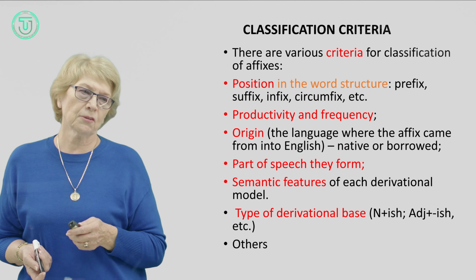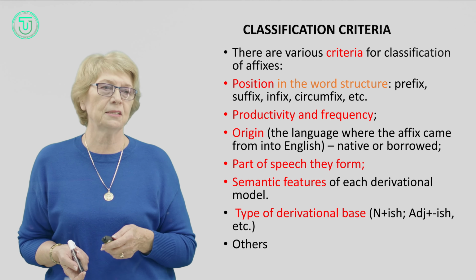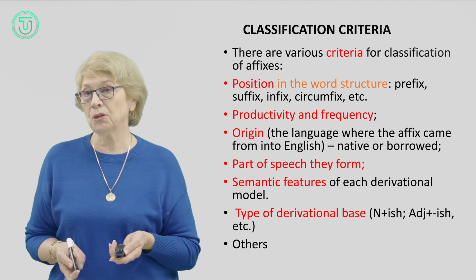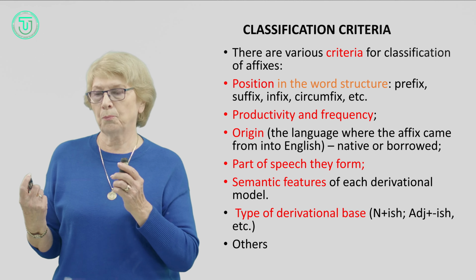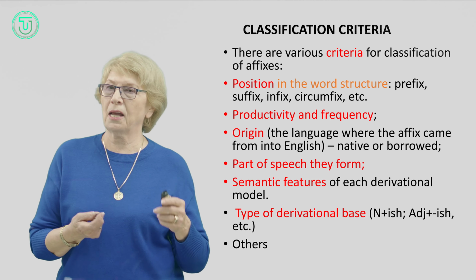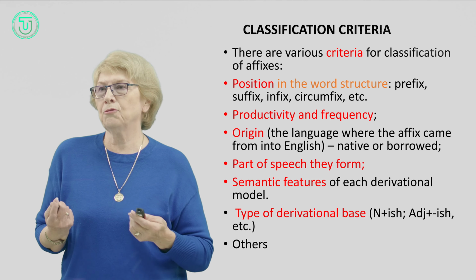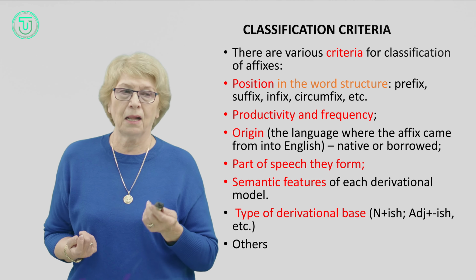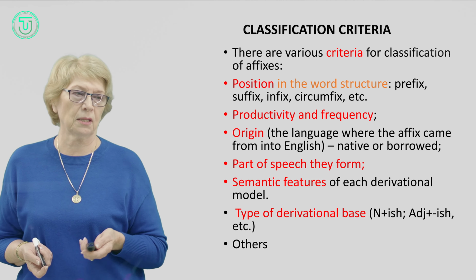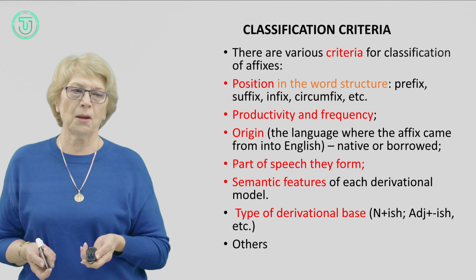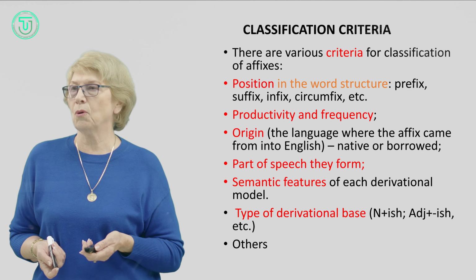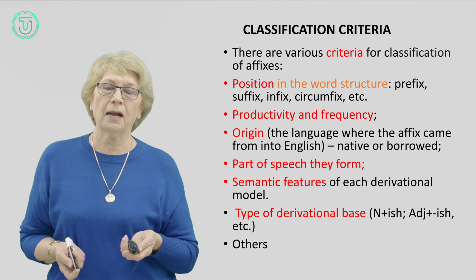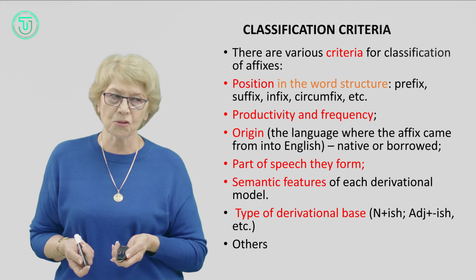Okay, and part of speech, therefore, this is another criterion. Semantic features of affixes: each derivational model, which includes the part of speech and designation of an affix, can give different types of words semantically, and we'll talk about it separately as well. So, for example, the type of derivational base is given here. One example, the adjective-making suffix ish, we pronounce it as ish.